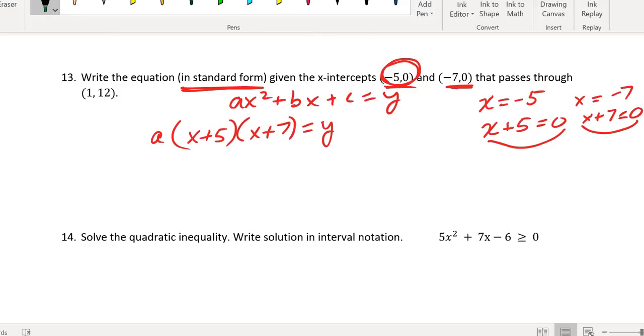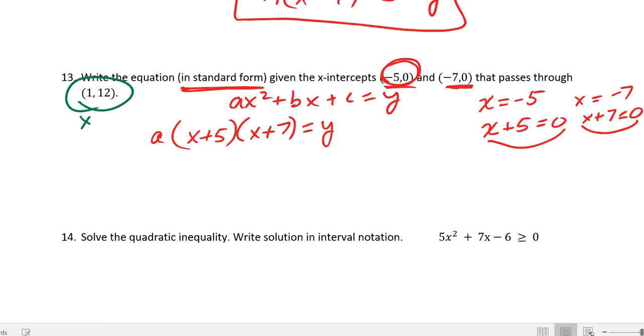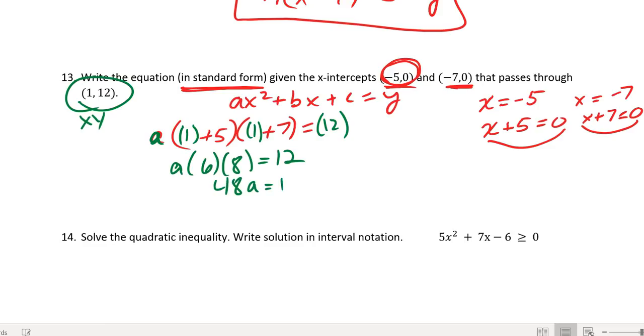Piece of cake, we have this. They told us that it passes through a point. So we have an x and a y. So in place of x, I'm going to put 1. And notice I do it twice because I use x twice. And in place of y, I'm going to put 12. That only leaves me a to solve for now. So I end up with a times 6 times 8 is equal to 12. So 48a is equal to 12. And a is equal to 12 48ths, and you're welcome to simplify it as 1/4.